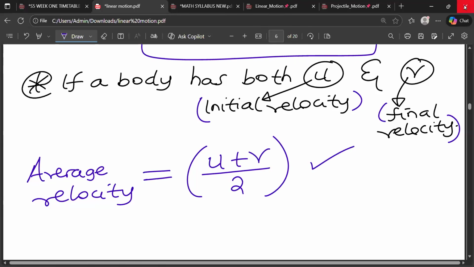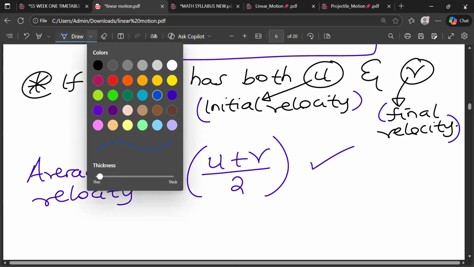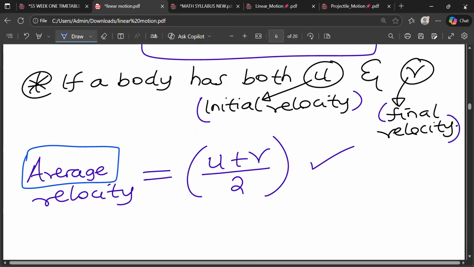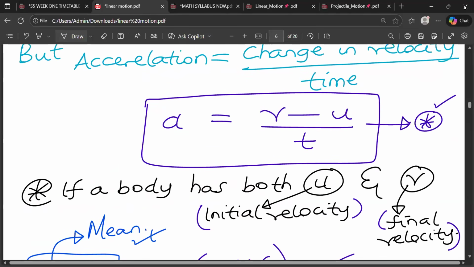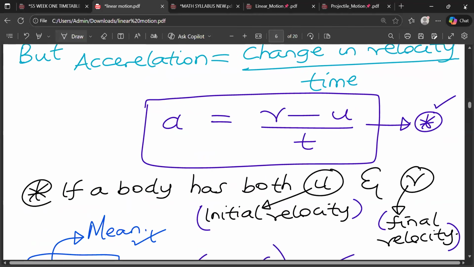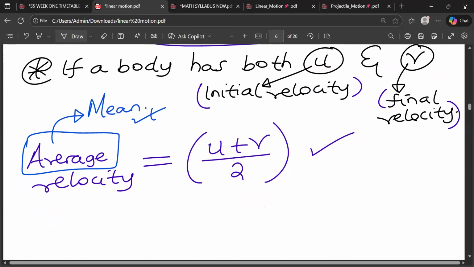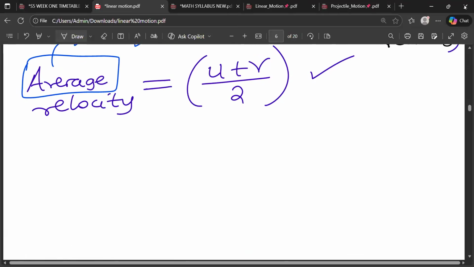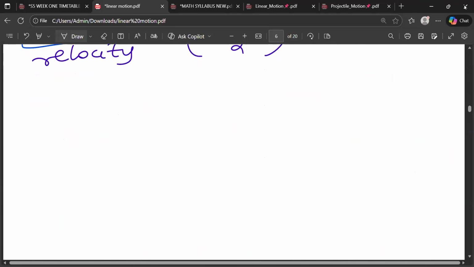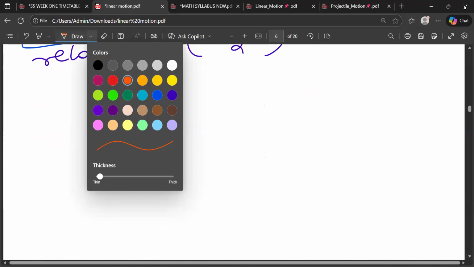So in case the examiner decides to confuse you and they ask you for the mean velocity, I don't want you to be that kind of student who won't be aware that mean velocity is the same as average velocity. So that is done. Now we're having our acceleration, we're having our initial velocities. The other thing I want to talk about is constant acceleration, or the uniform one.